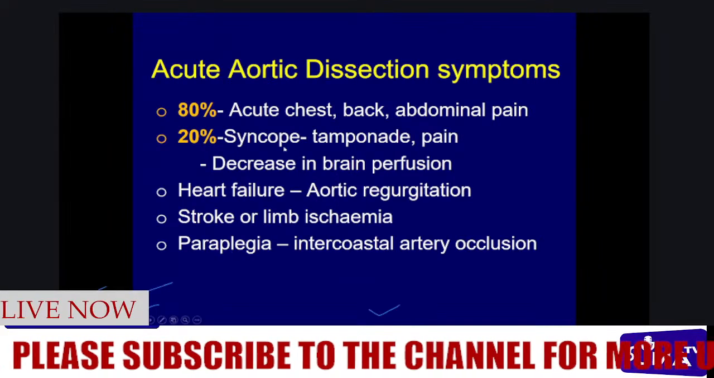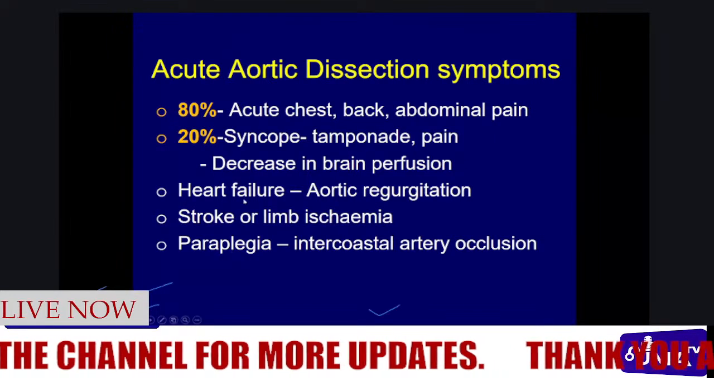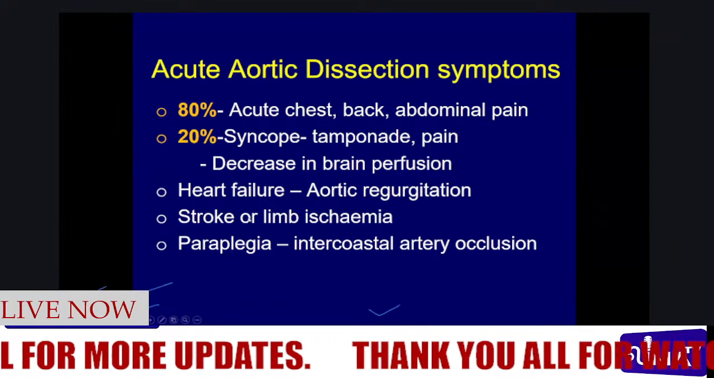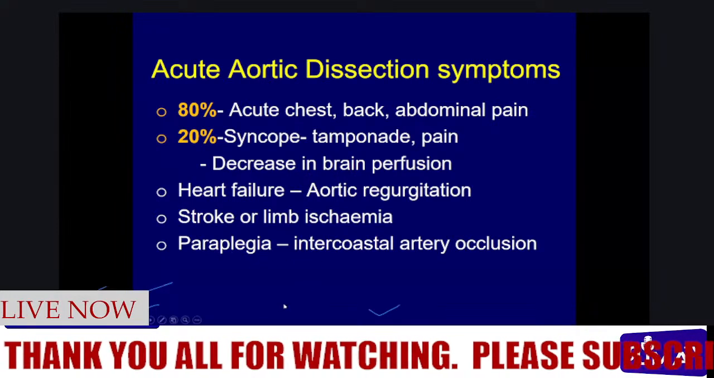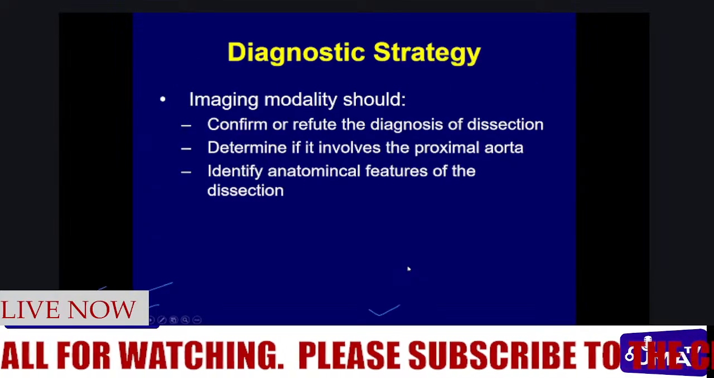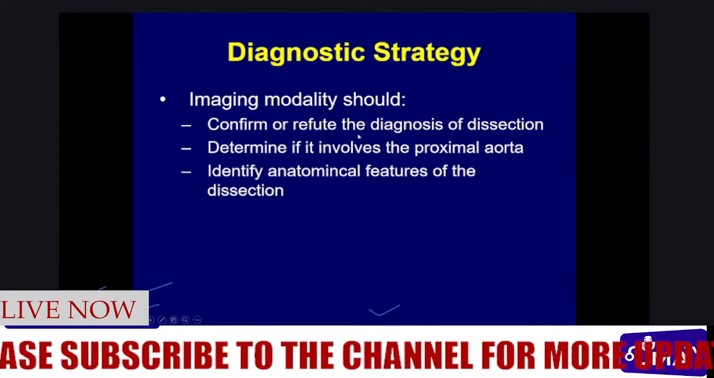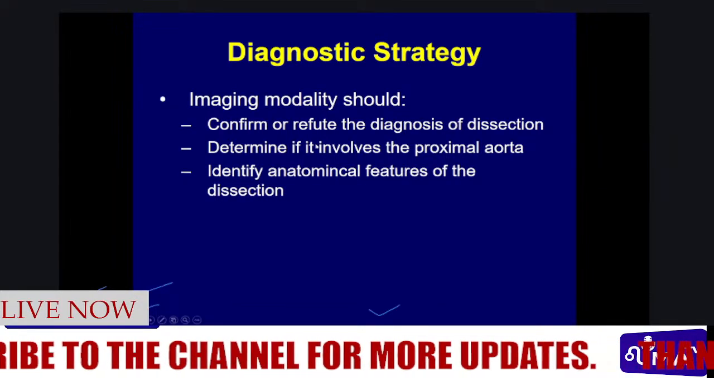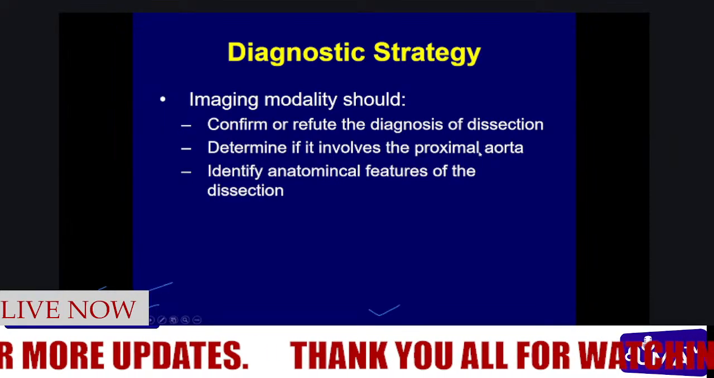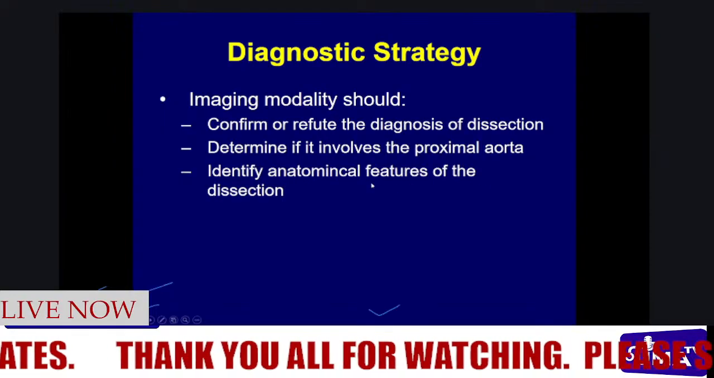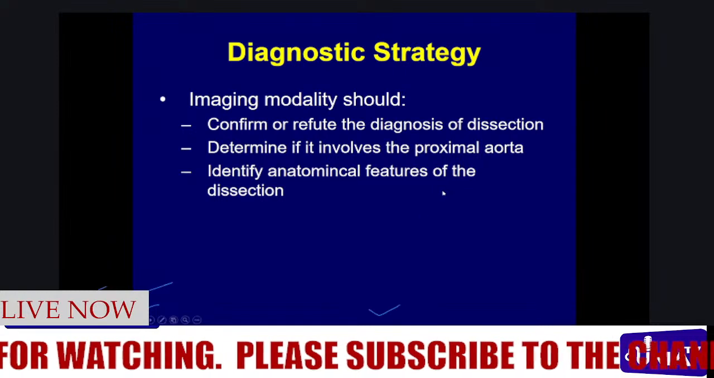20% are going to get syncope, and this mainly comes from tamponade or pain. Some will come in with heart failure symptoms due to aortic regurgitation, stroke or limb ischemia, paraplegia because of intercostal arterial occlusion. So they can come in a very wide variety of presentations. The imaging modality is mainly to confirm or refute the diagnosis and to determine if the proximal aorta is involved, that is type A, and then that means you have to do urgent surgery. And then, of course, identify anatomical features like pleural and pericardial effusions, aortic regurgitation, and so many other things that you can pick up, like thrombus.